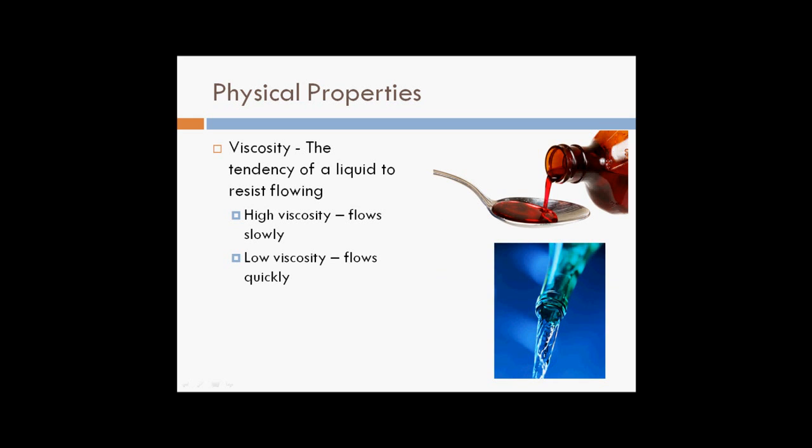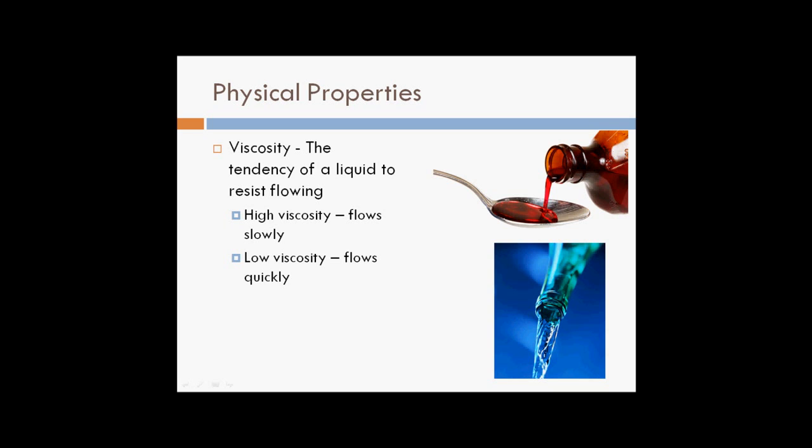So the first type of physical property is viscosity. Has your mom ever told you that you're moving like molasses in January? Those of you from up north are probably familiar with that phrase. Up north, in the northeast of the United States, that's a common phrase. Mainly because it's cold, and also because we have molasses up there.